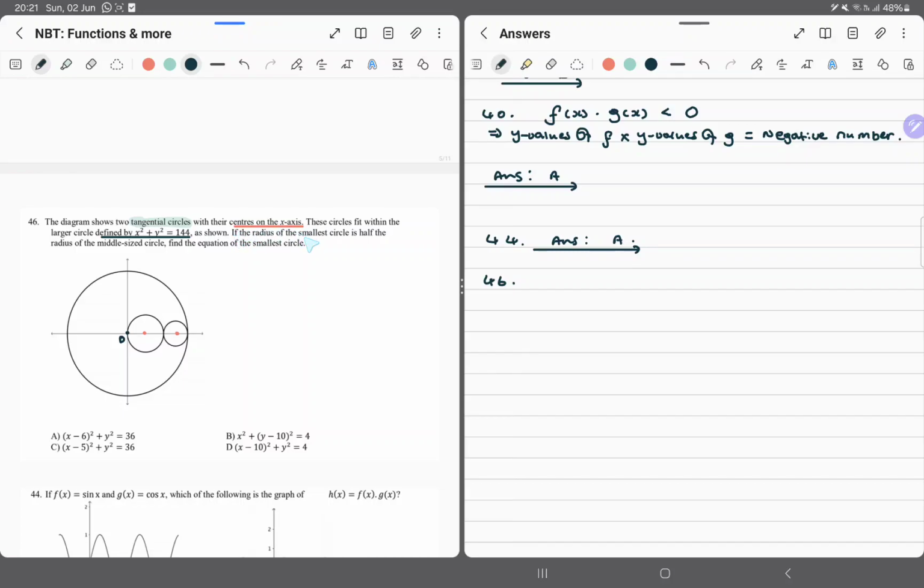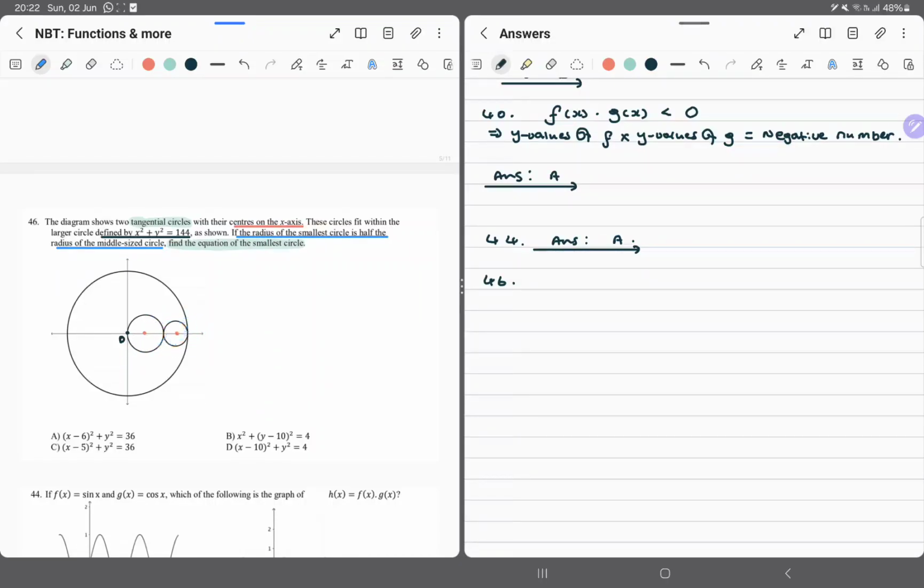Okay. If the radius of the smallest circle, now this is a statement to watch out for, the radius of the smallest circle is half the radius of the middle-sized circle. Find the equation of the smallest circle. All right, so this is more like analytical geometry here involving circles.